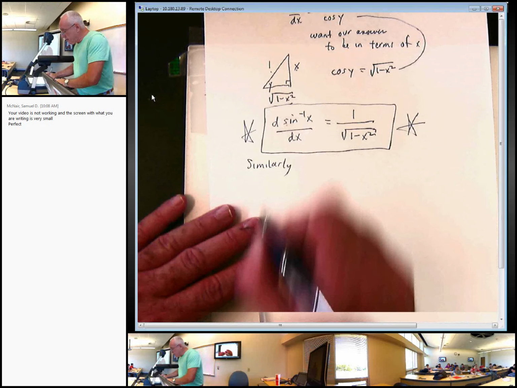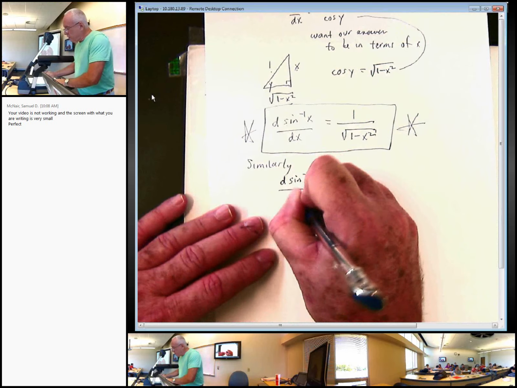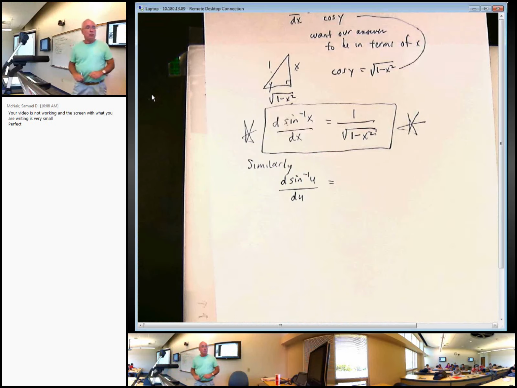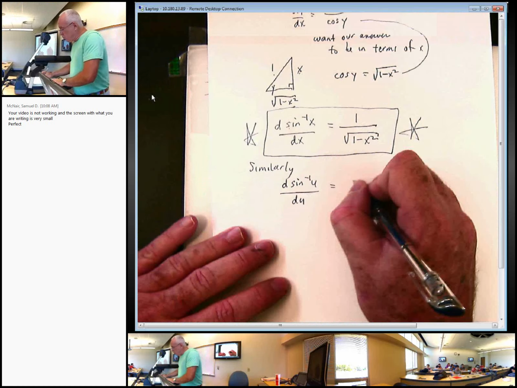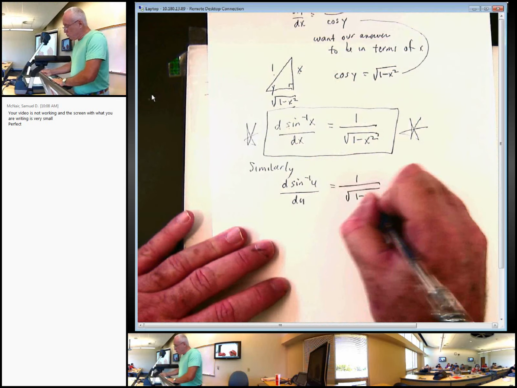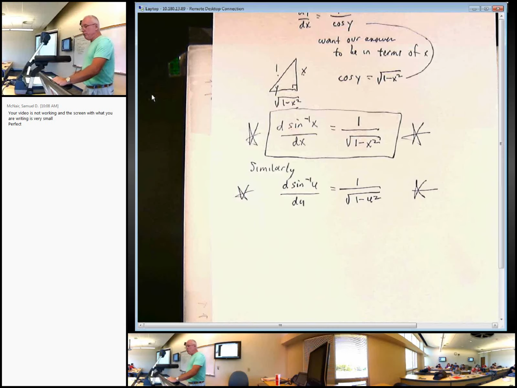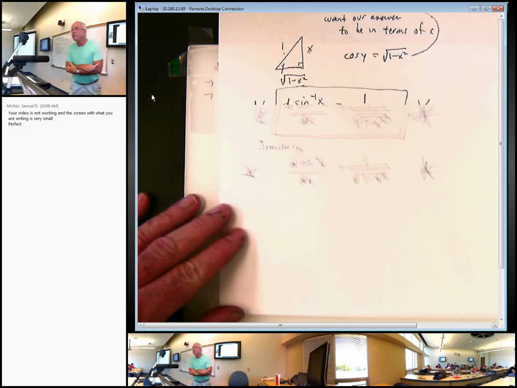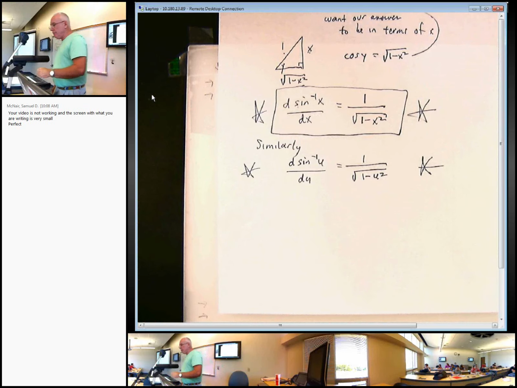Since we're going to be using the chain rule with derivatives a lot, I can also write this using a different letter, the letter u. The derivative of the sine inverse of u with respect to u is equal to 1 over the square root of 1 minus u squared. And we'll use that with our chain rule.